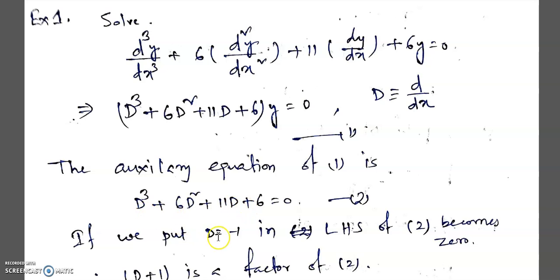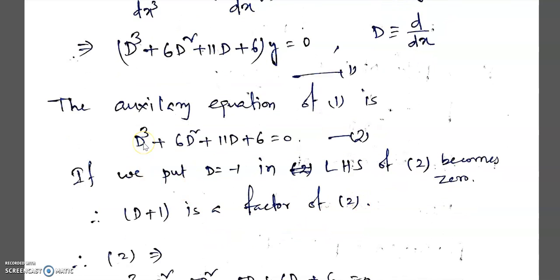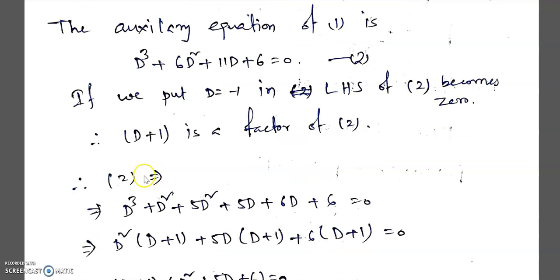If we put D equal to minus 1, then f(minus 1) equal to 0. That means D plus 1 is a factor of f(D). So how many factors does the cubic equation have? It has 3 factors. So first you get D plus 1 as a factor, and then you write the remaining portion, okay.